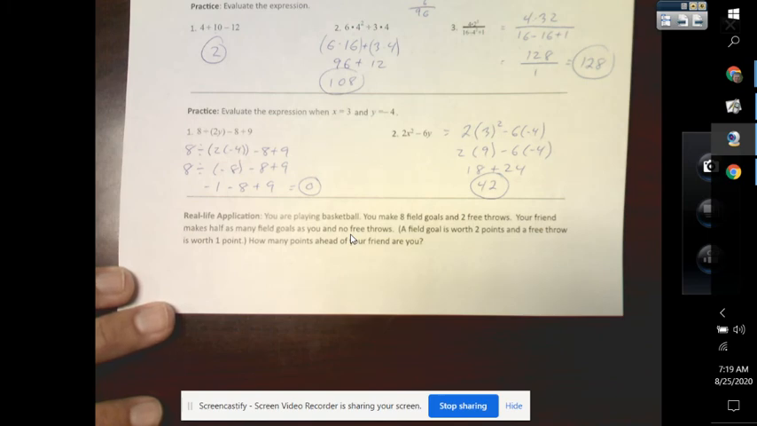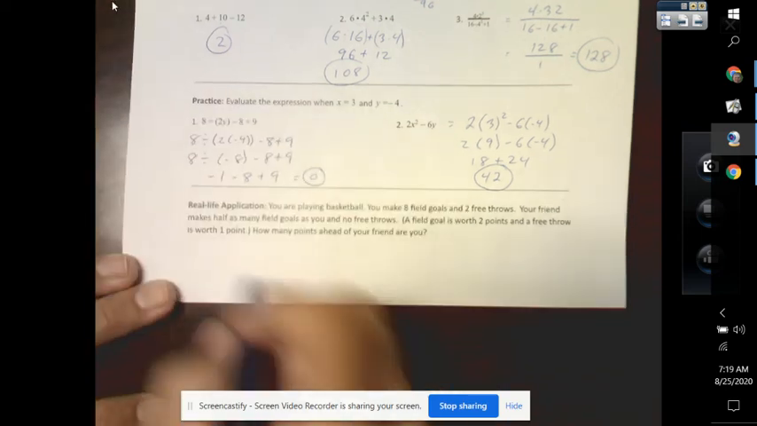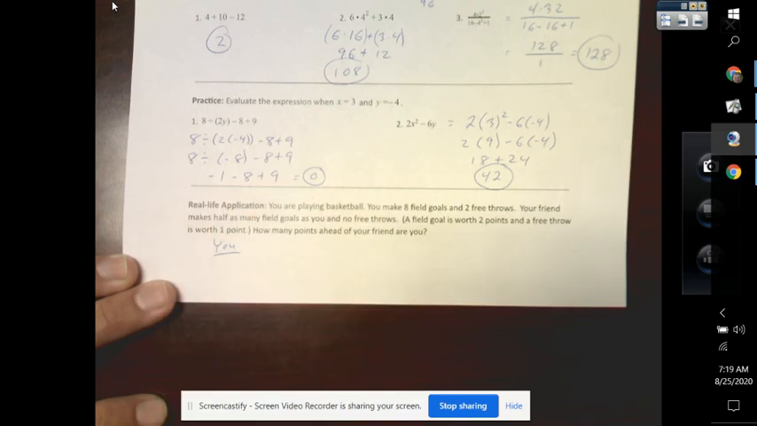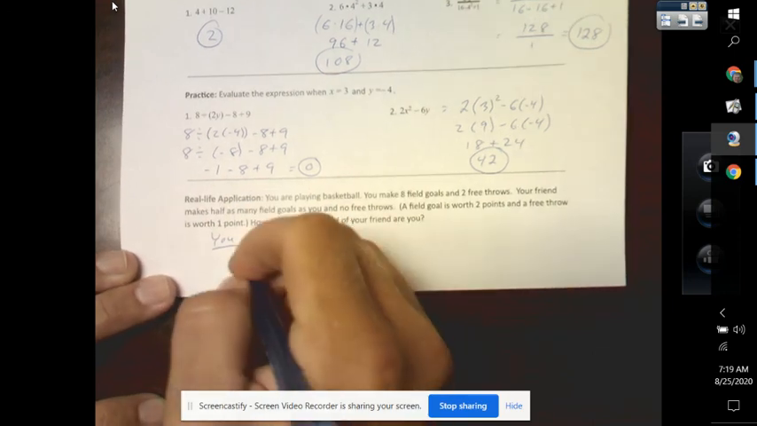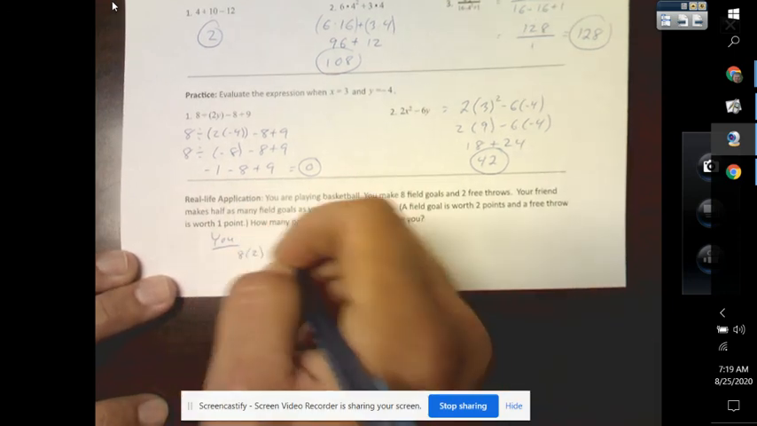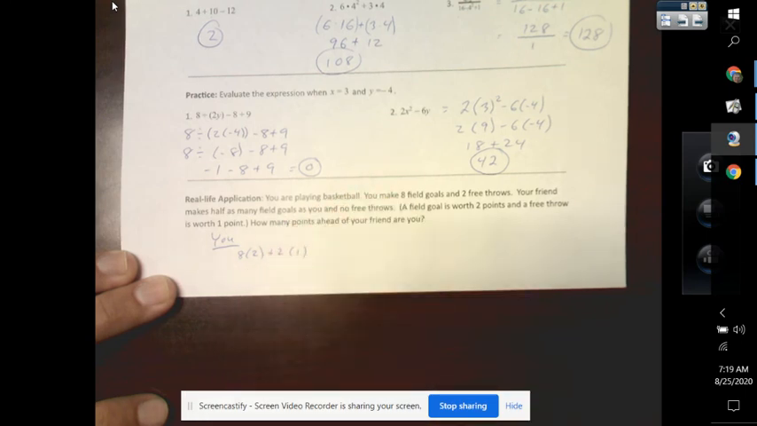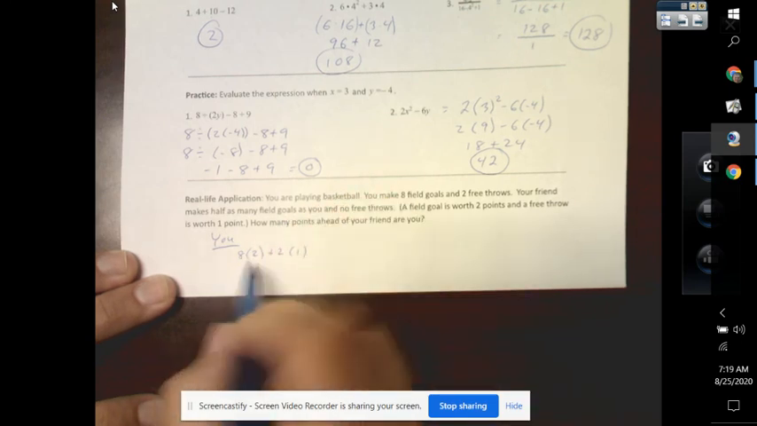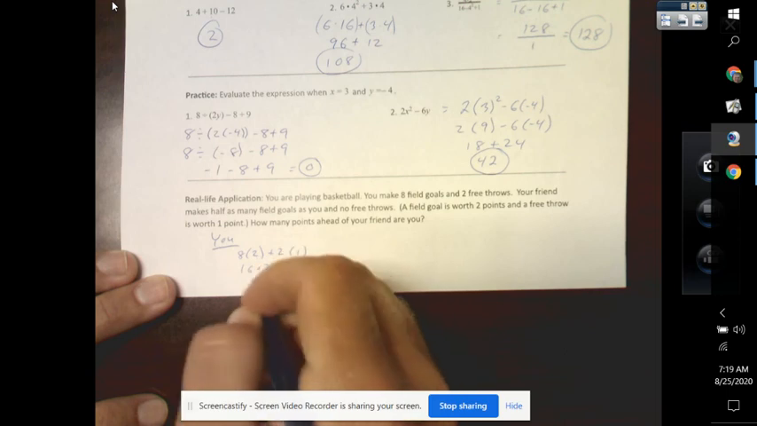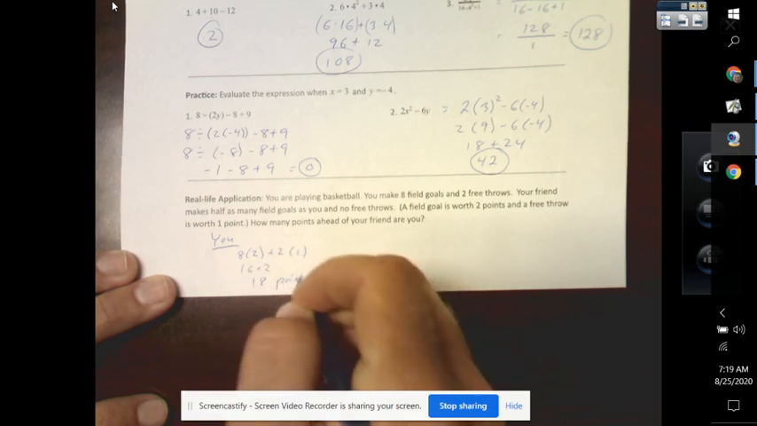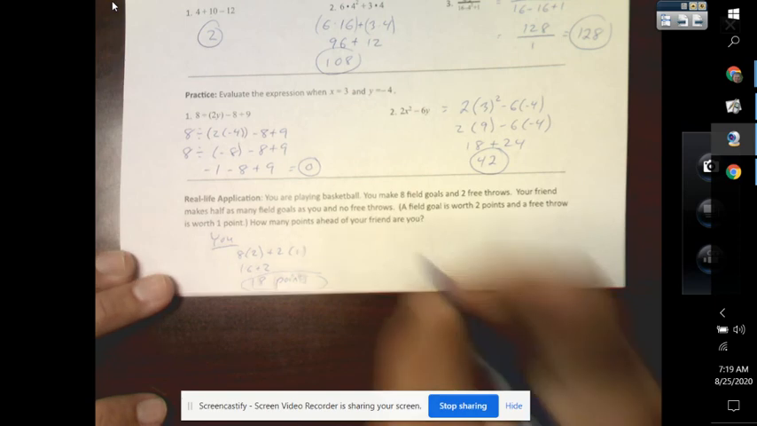Finally, real life application. You are playing basketball. You make 8 field goals and 2 free throws. Your friend makes half as many field goals as you and no free throws. A field goal is worth 2 points and a free throw is worth 1 point. How many points ahead of your friend are you? So we're going to talk about you first. Okay. 8 field goals. So that's 8 times 2 plus 2 times 1. All right. 8 times 2 is 16 plus 2. You had 18 points. It's a pretty good game, okay?